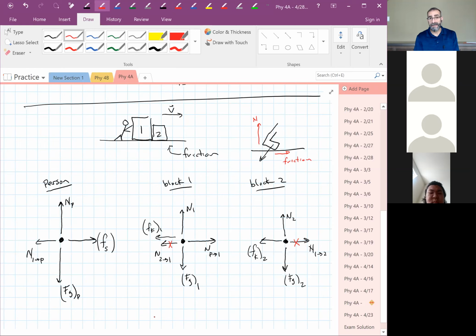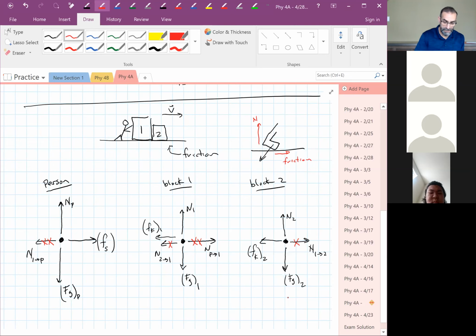The person and block 1, right? So the person is pushing block 1 this way, and block 1 is pushing back on the person that way. So those are a Newton's pair. I don't have a free body diagram for the Earth. If I did, I could have Newton's pairs with some of the forces of gravity and the Earth, right? Those are interacting together, but I don't have a free body diagram for the Earth. The person never touches block 2, so I can't have any interaction there, right? So I think I've got all of them here. Those forces are equal and opposite.